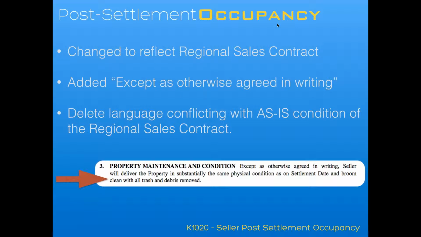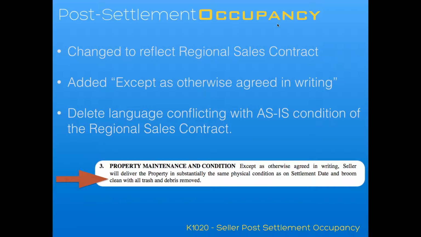So post-settlement occupancy. This is the form that we would use when we're discussing a seller staying in the property after the closing. And really, we didn't make too many changes to this. All we did was change to match the language in the regional sales contract, the core contract. And we added the line, except as otherwise agreed in writing.